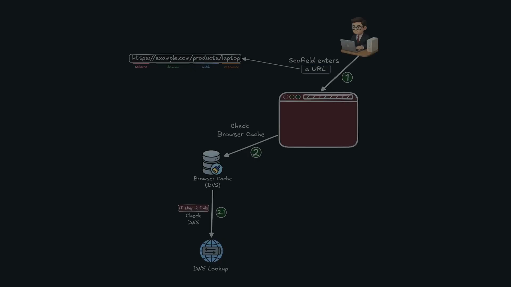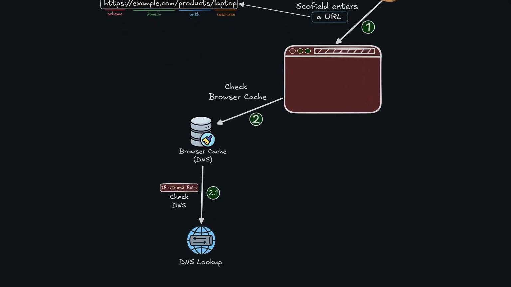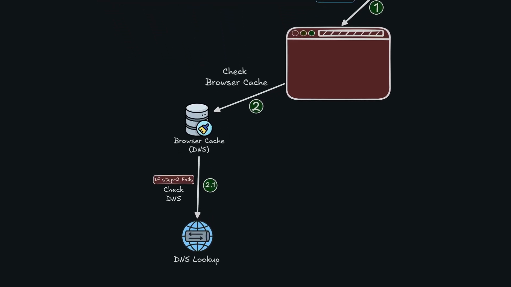know the number? Then we move to the next step, DNS lookup. The browser asks the DNS for help. DNS stands for Domain Name System. It works like the phone book of the internet. It takes a name like example.com and finds the correct IP address of the server. Now the browser knows where to send the request.